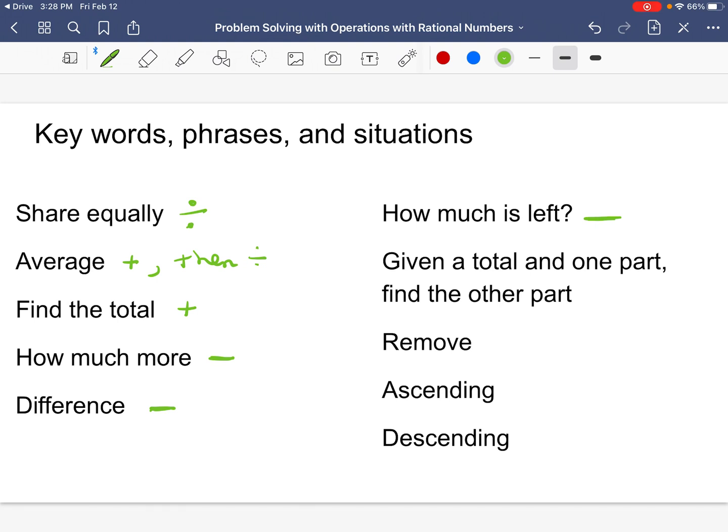Given a total and one part, find the other part. So that could be either subtracting or dividing, depending on whether you have items added together or multiplied together. When you are removing something, you're taking it away, you subtract. When we're looking at altitude, going up, a plane going up or a bird going up into the sky, that's going up is positive, and descending, like the submarine problems we've seen where the submarine is going down, that's a subtraction problem.